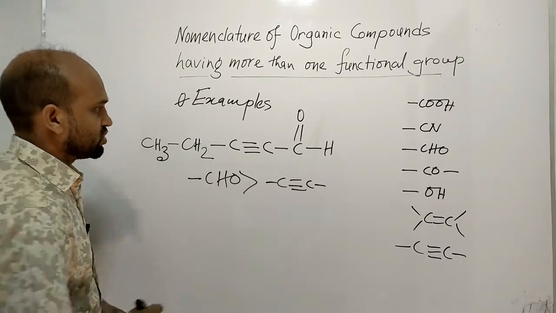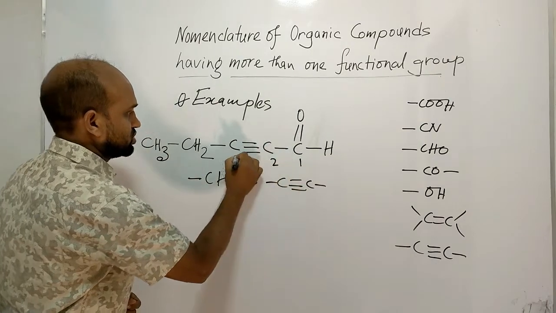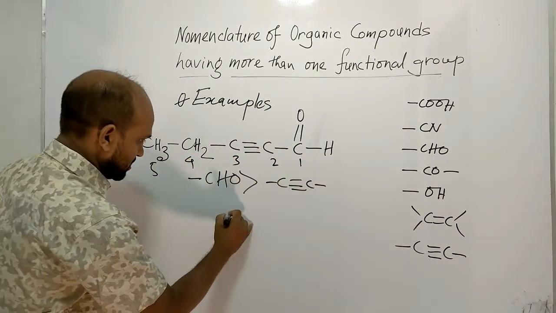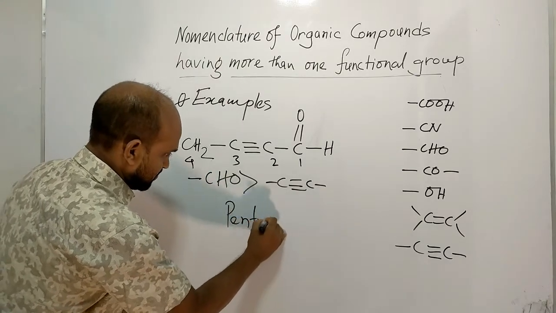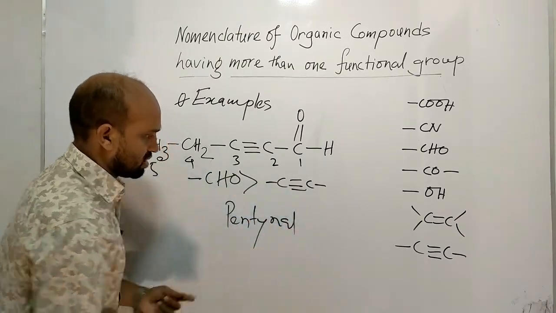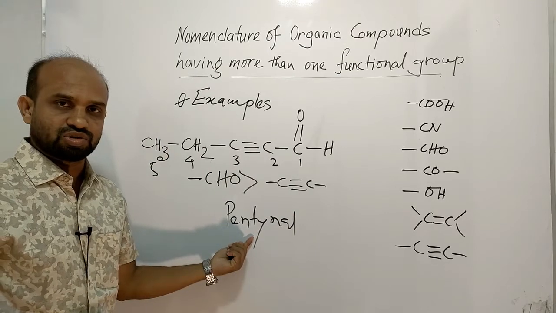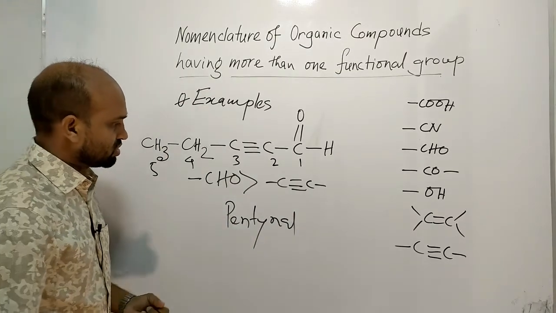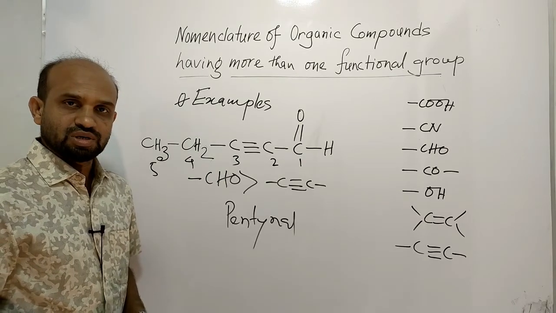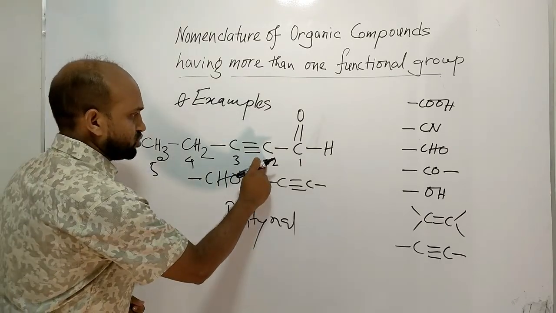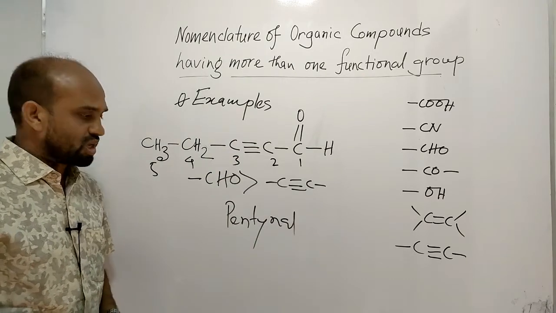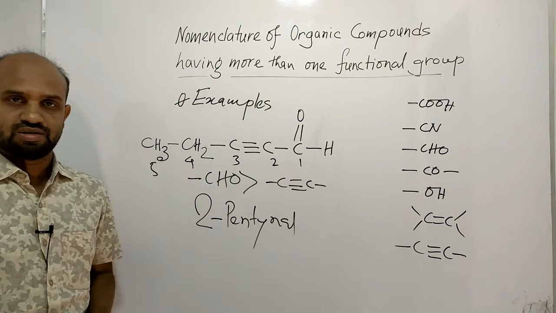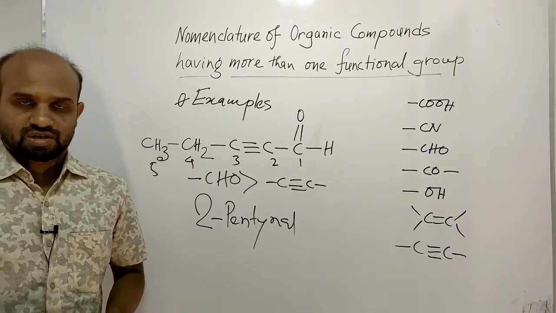Carbon atoms are numbered from the right 1, 2, 3, 4, 5. So it will be pentanal, alkyne carbon-carbon triple bond, and carbon-carbon triple bond is with carbon 2. So its name will be 2-pentynal. Let's see another example.